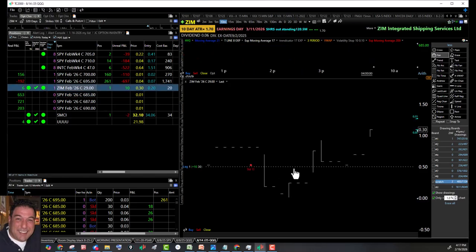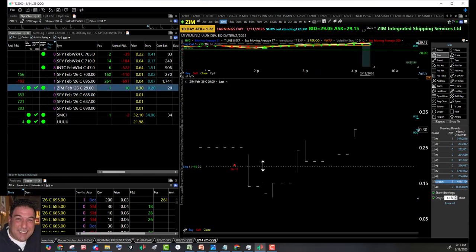$6 on the Zim. Still have some Zim. Sold off most of it only because I got 1 day left. So not really interested in chancing it for another day. I'll just extract my profit and take what I get on that. You can see right now it's all the way back up there, so I can probably sell that tomorrow morning. We'll see.